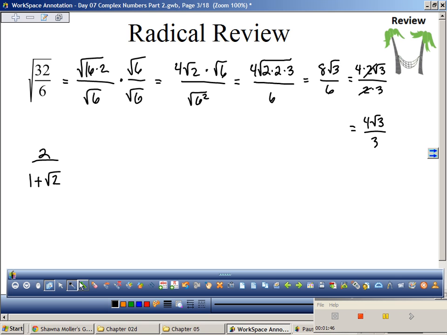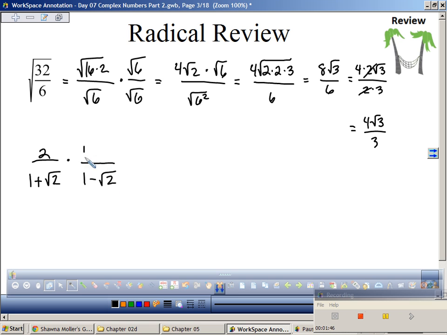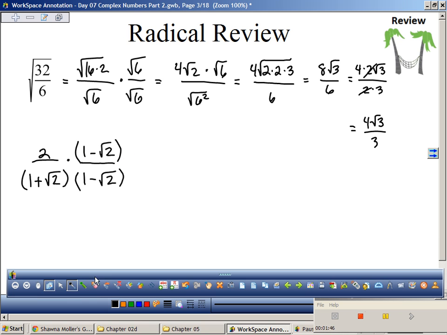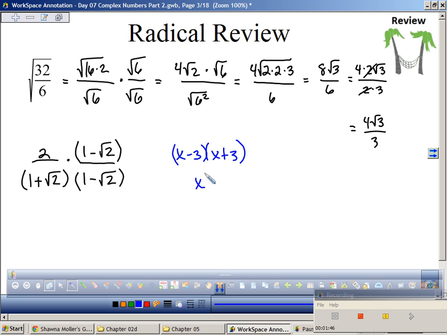Anybody remember what you can do? Yes, Mo. I would multiply by the conjugate, 1 minus the square root of 2. The reason for that is, I'm going to show you right now. Okay, this is a side note. Changing my color. What is this? The difference of 2 squares.